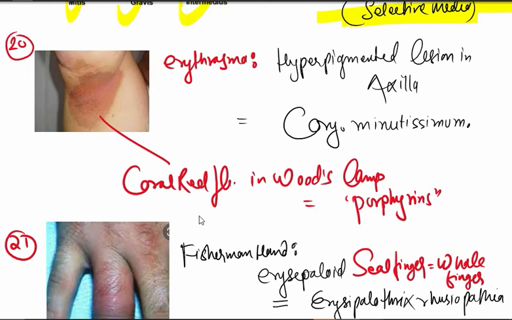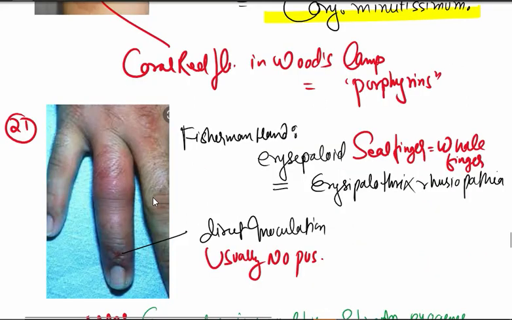This is the darkening of axilla skin. It is erythrasma and this is caused by Corynebacterium minutissimum. In Wood's lamp it will be shown as coral red fluorescence. This is due to the porphyrins present.